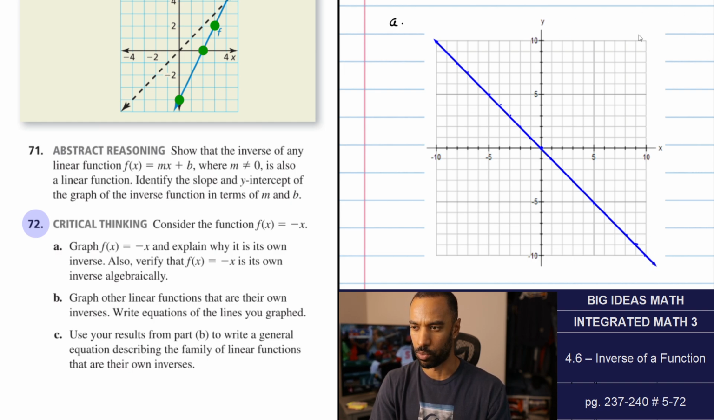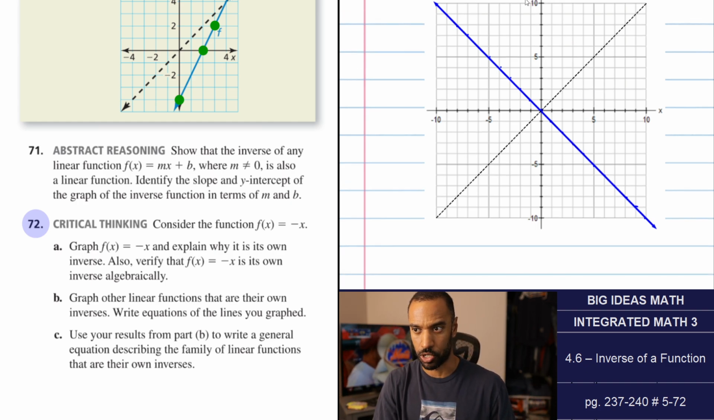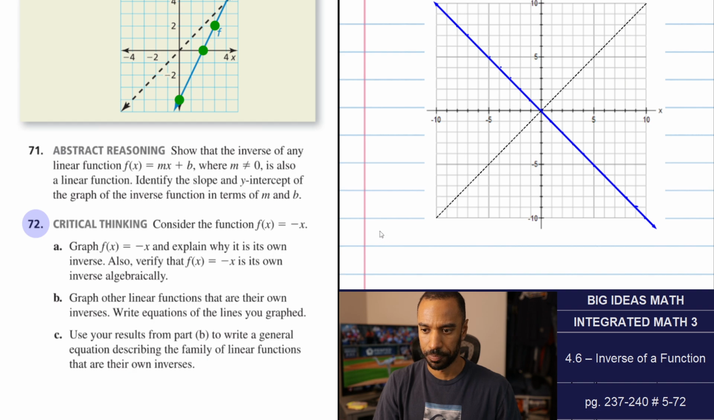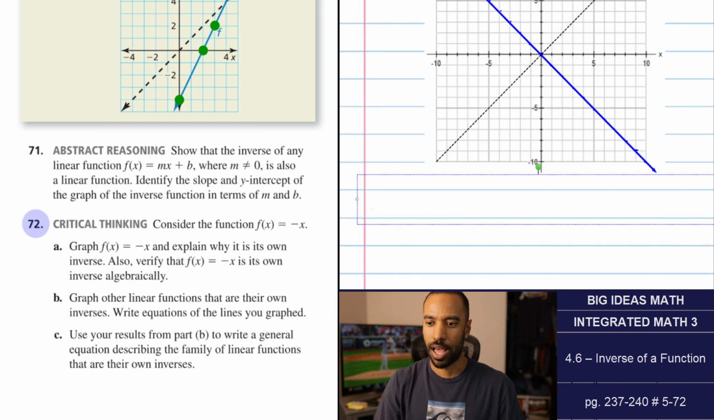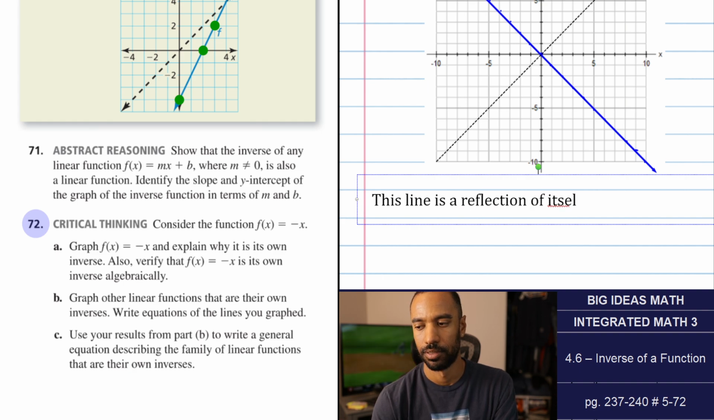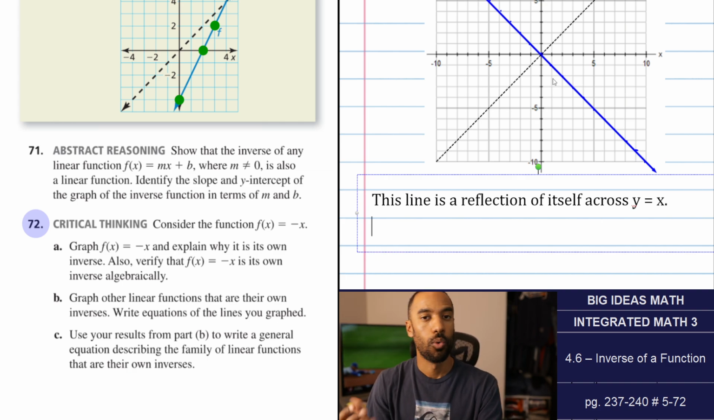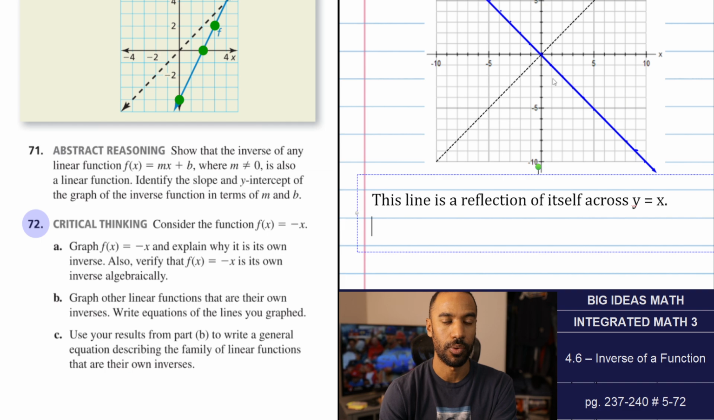So when I graph y equals x, positive x, which goes this way, this is perpendicularly across that thing, and it's a reflection of itself. So that can be one explanation. So one explanation is this line is a reflection of itself across the line y equals x. That's one thing. You could also state that any point on here, when swapped, is the same value out.